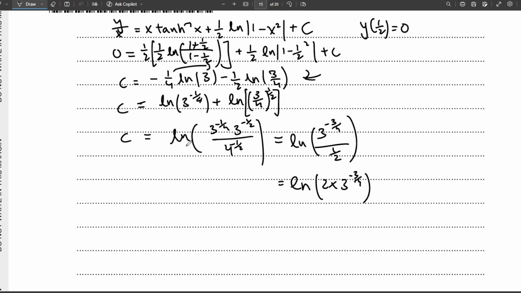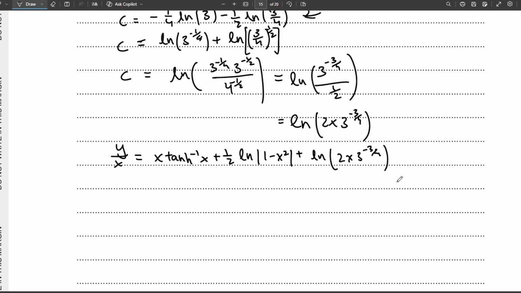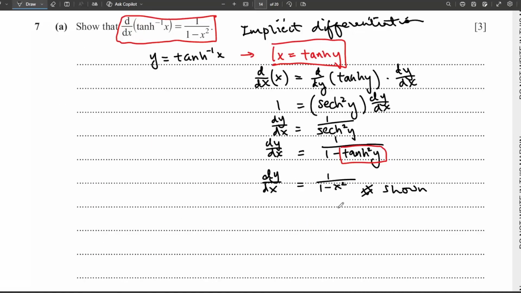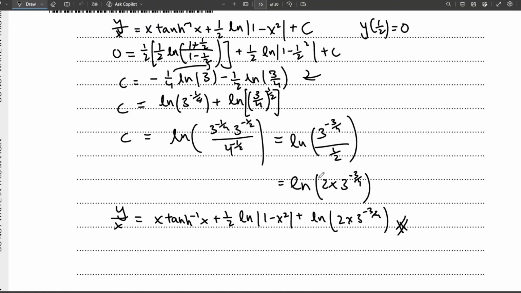I think too much. So finally we can write back the answer, the whole thing together with the arbitrary constant that we found. So plus natural log of 2 times 3 to the negative 3 over 4. This will be the final answer. So that is question 7, and stay tuned for more videos.